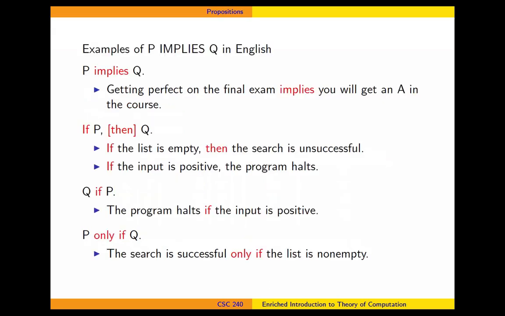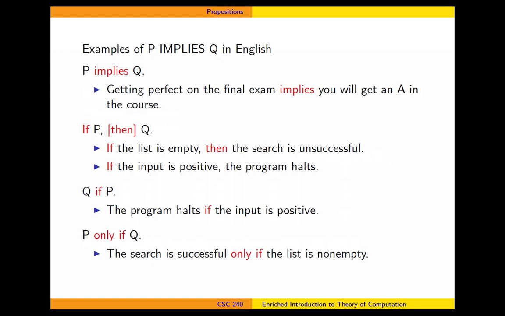There are many ways that implication is indicated in English. The next three slides are particularly important for those of you who are not fluent in English. The first example is, getting perfect on the final exam implies you will get an A in the course. You get perfect on the final exam is the proposition P. You get A in the course is the proposition Q.